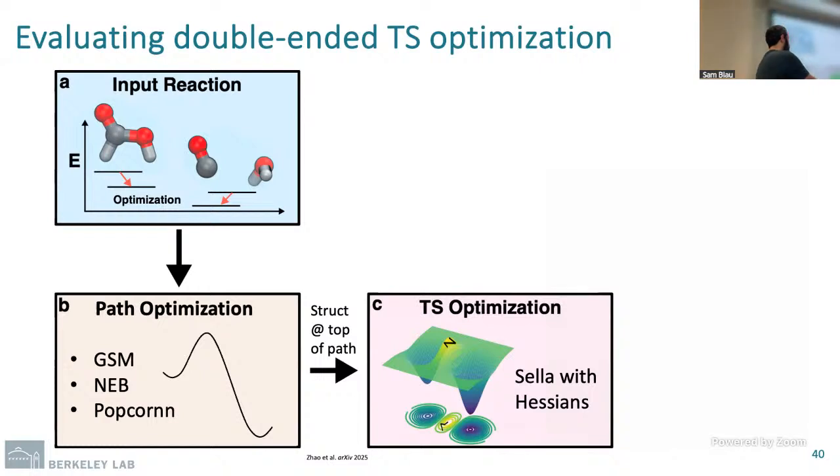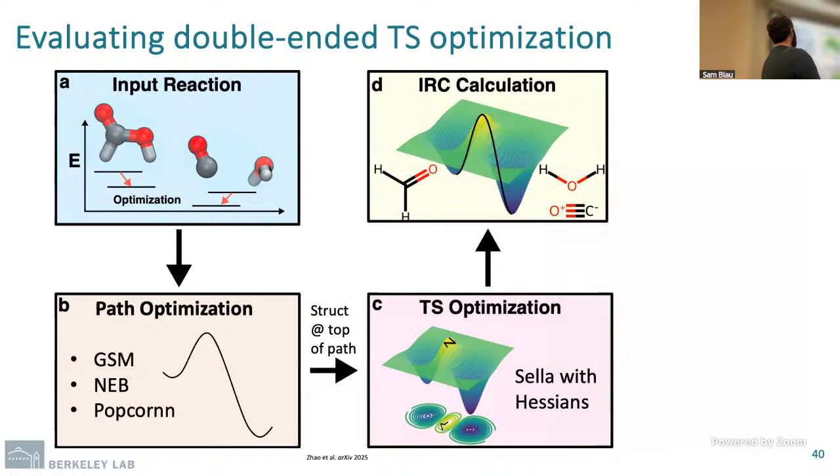We're going to use our favorite optimizer, Sella, which is the best transition state optimizer in the world. And we use the full Hessian at every step from MLIP autodiff to do the TS opt. And then you run an IRC from the converged transition state to endpoints. And then you check, did I find the endpoints that I wanted, right? Like by comparing the bonding.